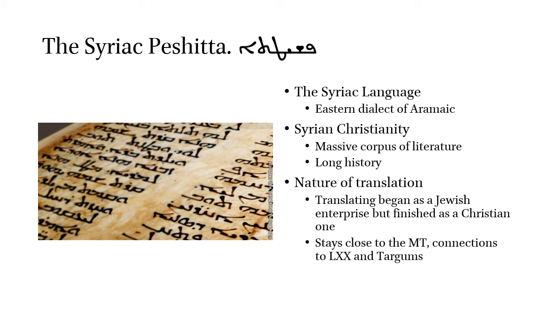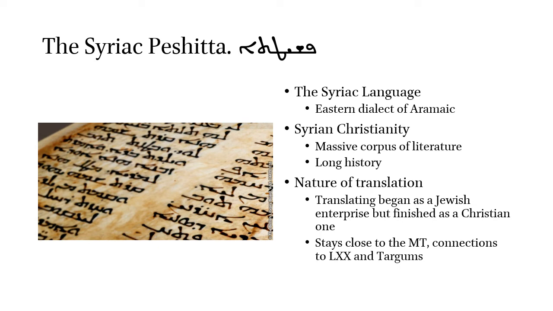Some people argue that the translation of the Old Testament Peshitta began as a Jewish enterprise, but it finished as a Christian one. That is to say, the Syriac speaking community that produced the Peshitta, when they started their translation project, they were Jewish, but the community over time became Christian as Christianity spread, although that is debated. Of course, all of these things are debated, and I'm happy to point you to summaries of the debates, and of course the summaries can take you to the finer points of the debate.